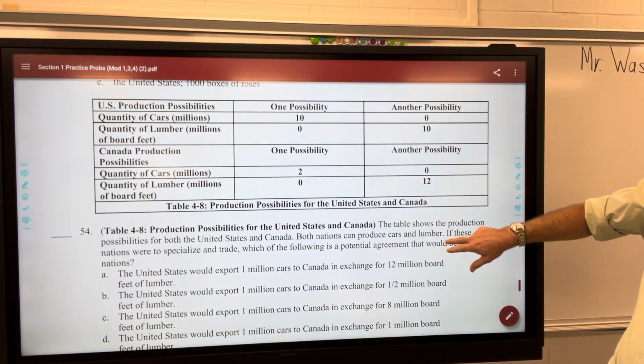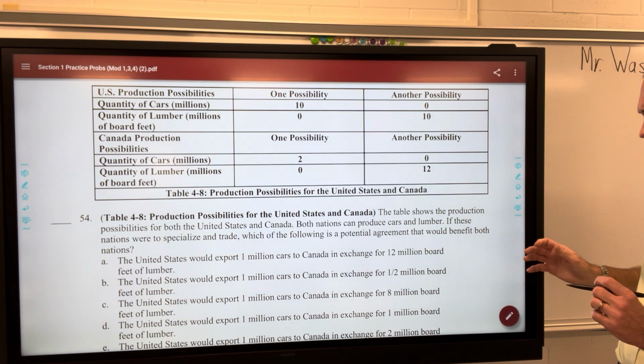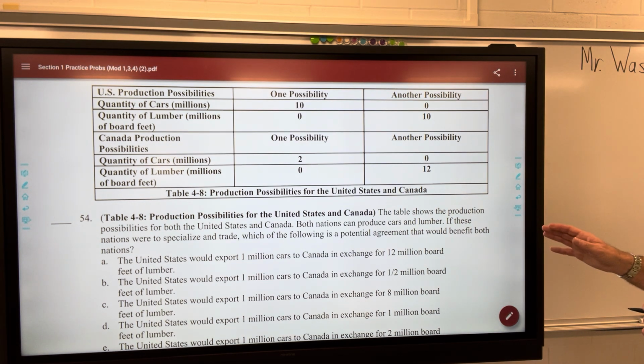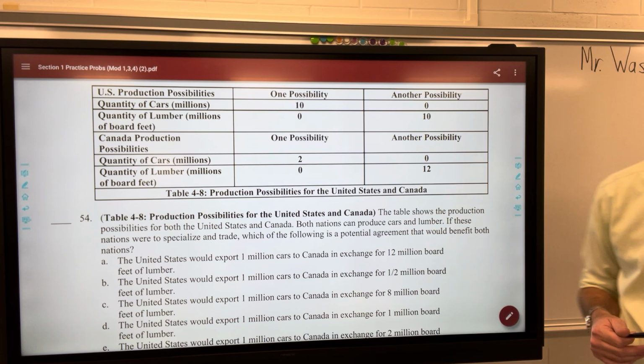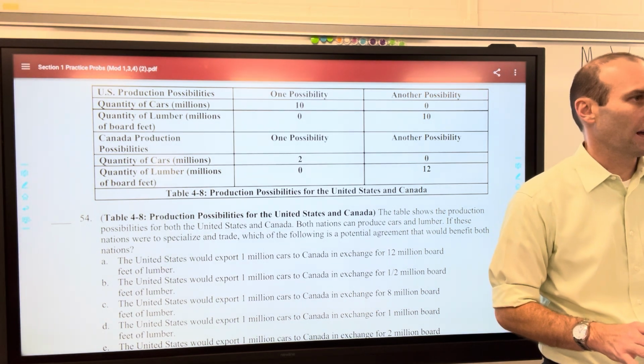All right, same structure. Let's see what it wants. The table shows the production possibilities for both the United States and Canada. Okay, both nations produce cars and lumber. If these nations were specialized in trade, which potential agreement would benefit both? This one's asking for a trade agreement. It's going to require math.